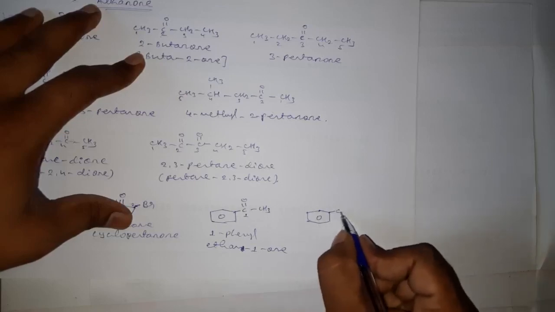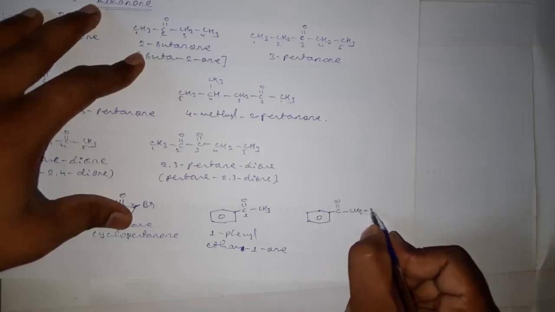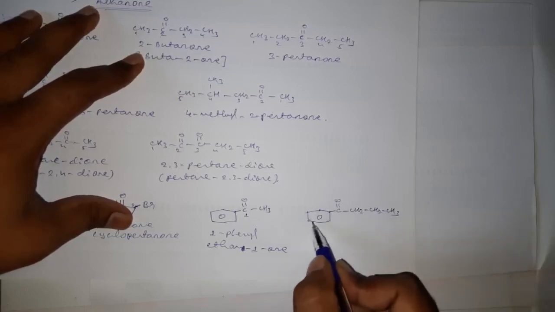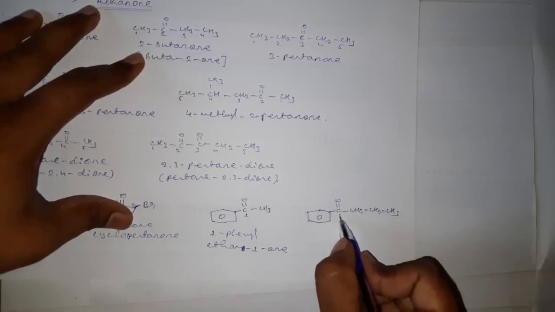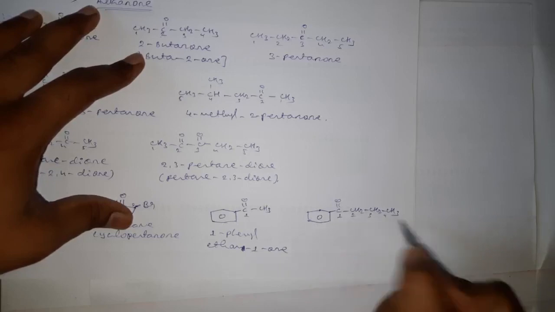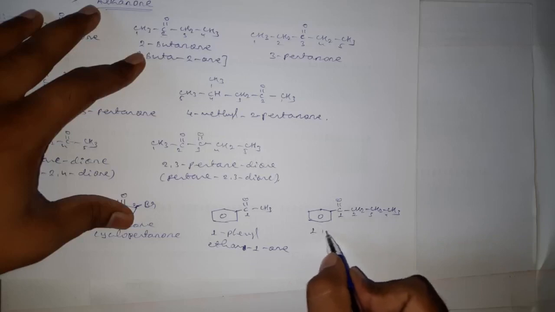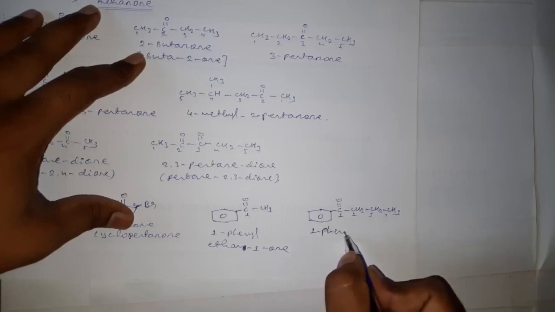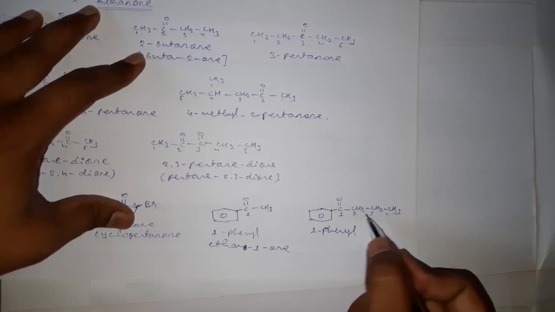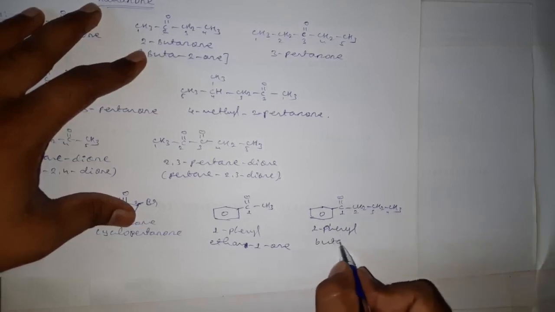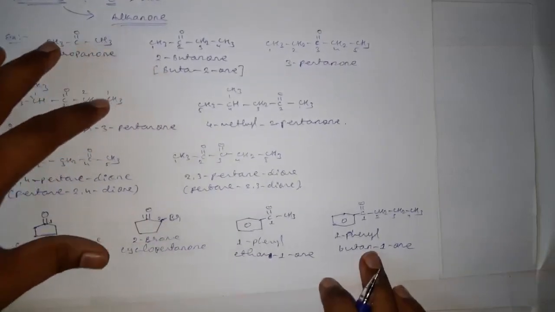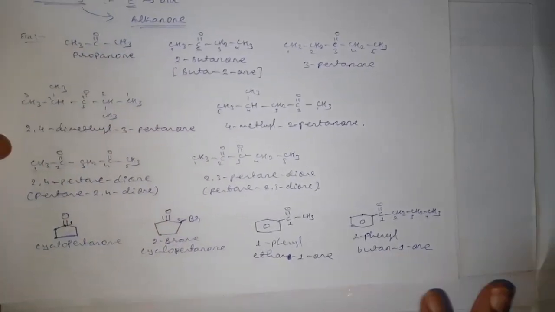C6H5, C double bond O, CH2, CH2, CH3. This is considered as a substituent, and the carbonyl carbon should get the least number, that is number 1, 2, 3, 4. On first position phenyl is there, 1-phenyl, and this is a butane. Okay, butane, that is butan-1-one. This is the common naming system for ketones.